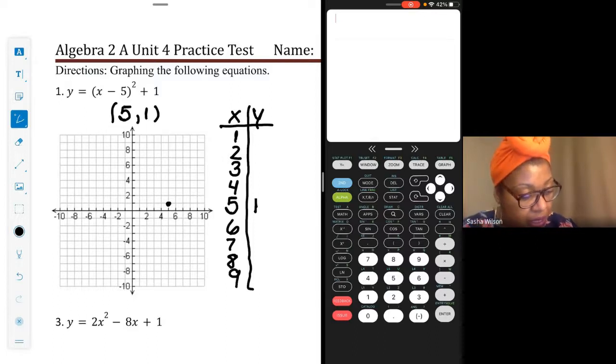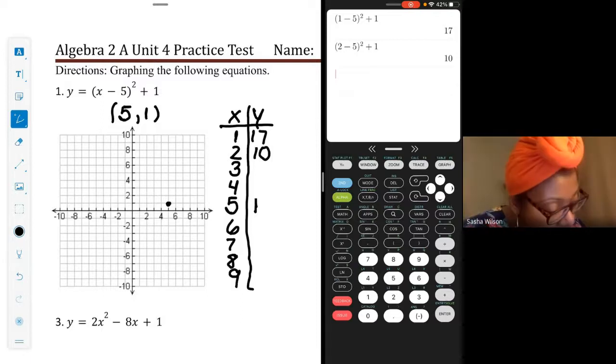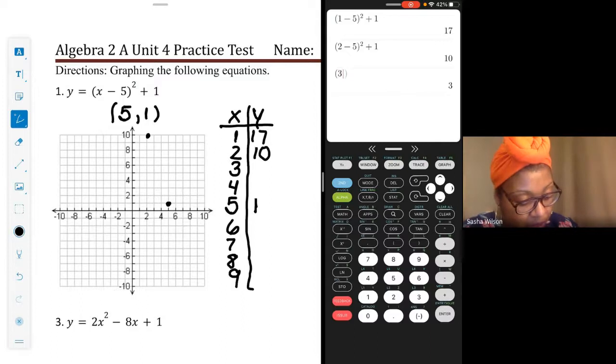So I'm going to plug in 1. So parentheses 1 minus 5, hit my squared button and then plus 1. And I get 17. That's a pretty big number. I can't fit that on this graph. Next, I'll plug in 2. And I get 10. I can plot 10. And if you want to plot as you go, that is perfectly fine. Next, I'm going to plug in 3. And I get 5.